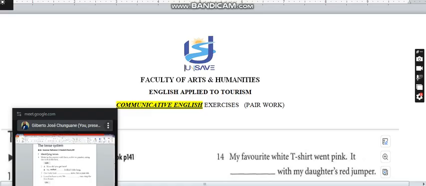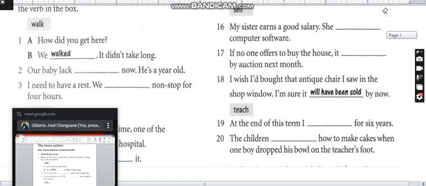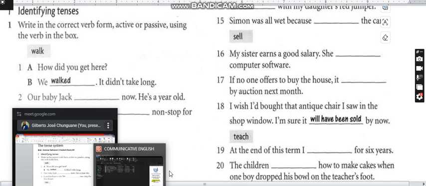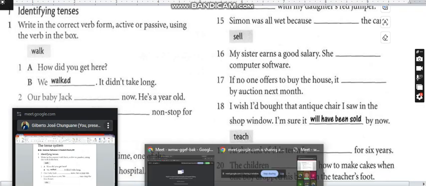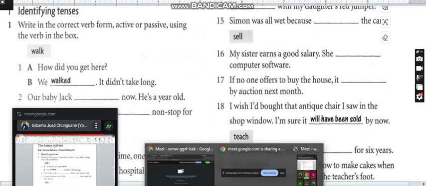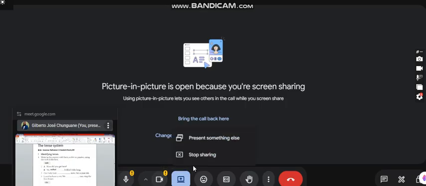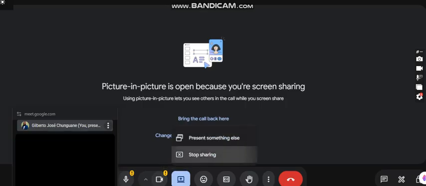Yes, lecturer. In question number two, our baby Jack is walking now. He is a year old. I use present continuous. We use present continuous for continuous action.